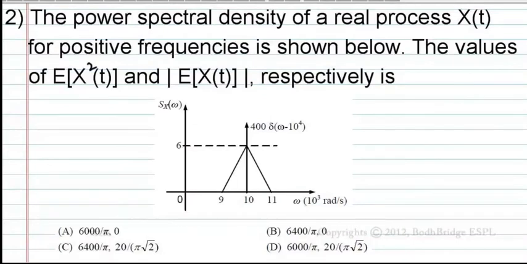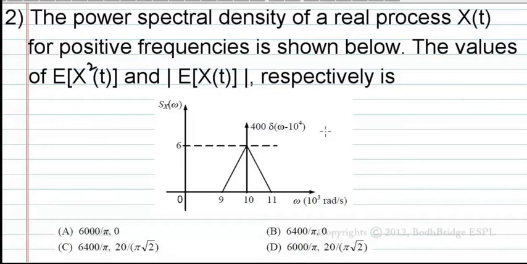The power spectral density of a real process x of t for positive frequencies is shown below. The values of expected value of x square t and mod expected value of x of t, respectively, are: the options are 6000 by pi, 0; 6400 by pi, 0; 6400 by pi, 20 by pi root 2; and the last option is 6000 by pi, 20 by pi root 2.